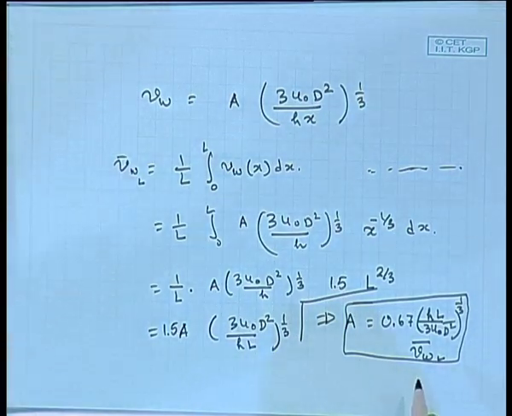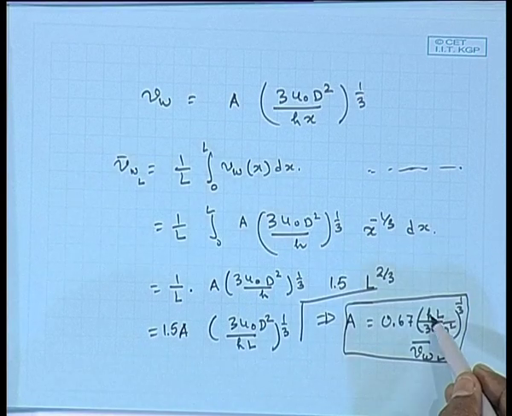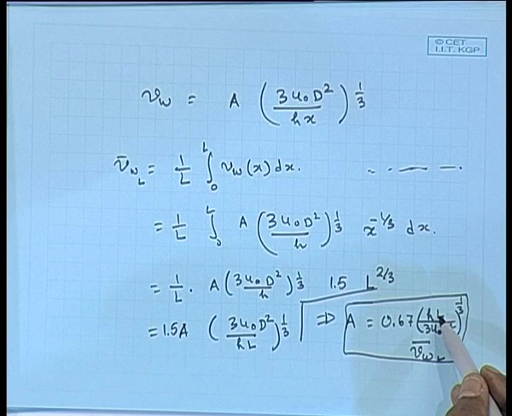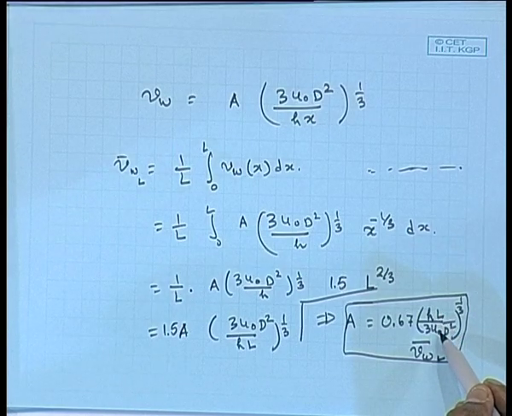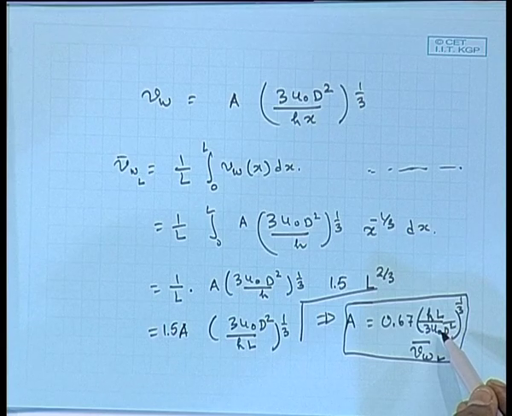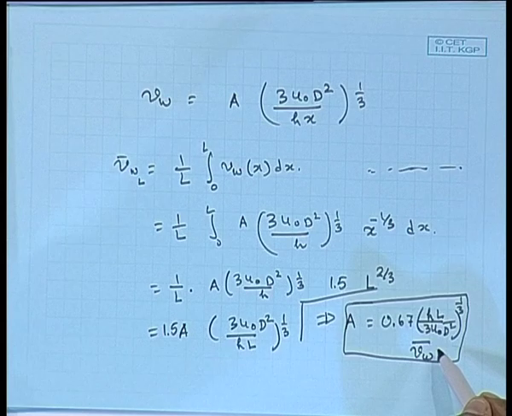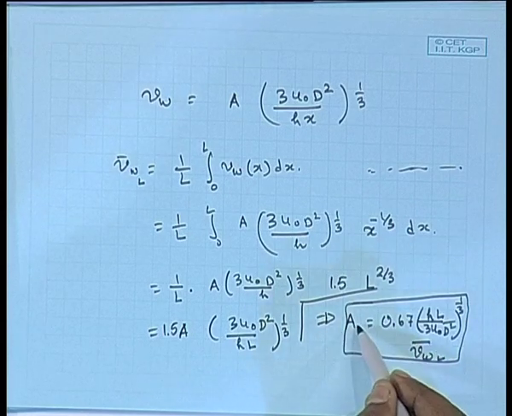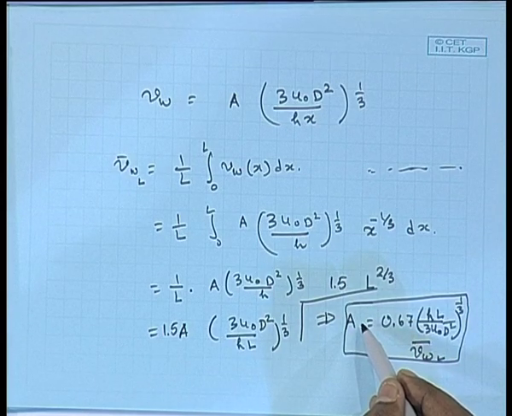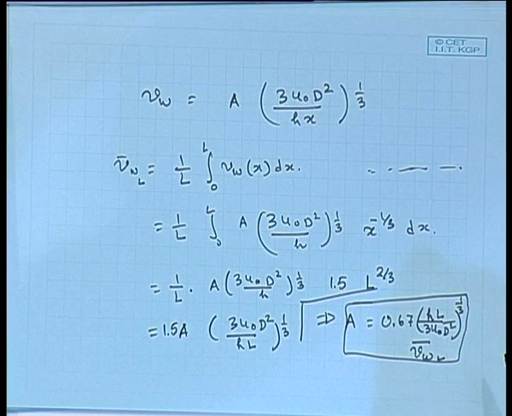So, you measure the permeate velocity. It is a measurable quantity. You have already measured V w bar, h is a dimension, L is a dimension, U 0 is the operating condition, D is the property of the solute that is known to you. So, once you measure the length average permeate velocity, A will be known to you. Once A is known to you, you can put A in the concentration profile and find out C as a function of x and y.